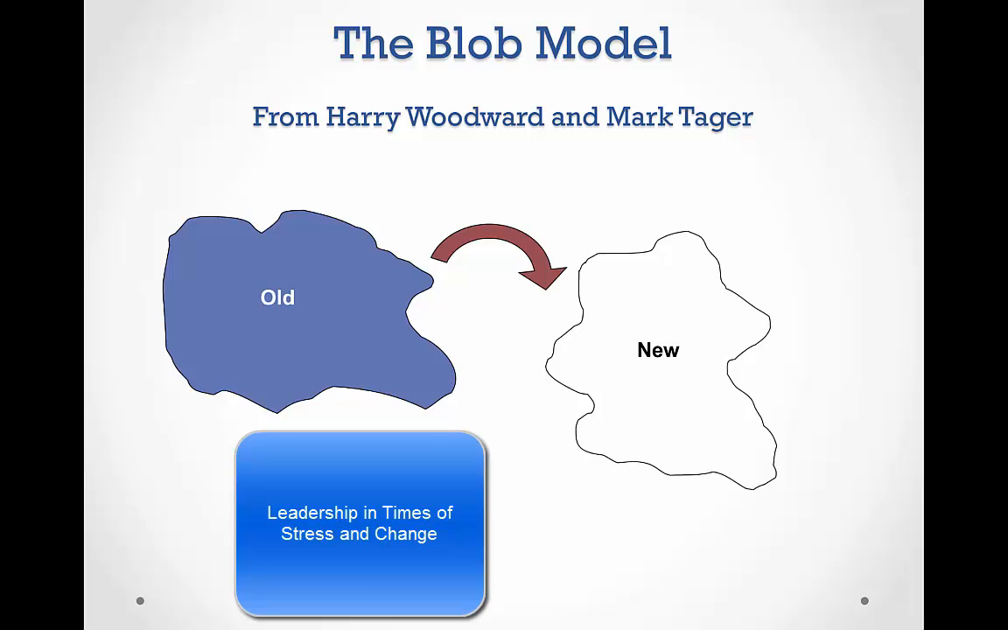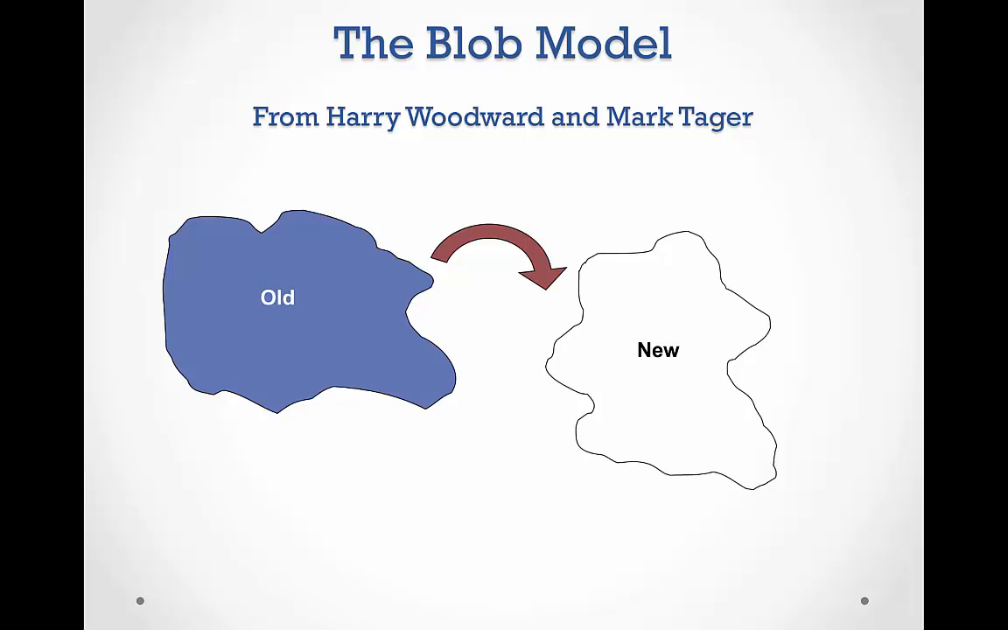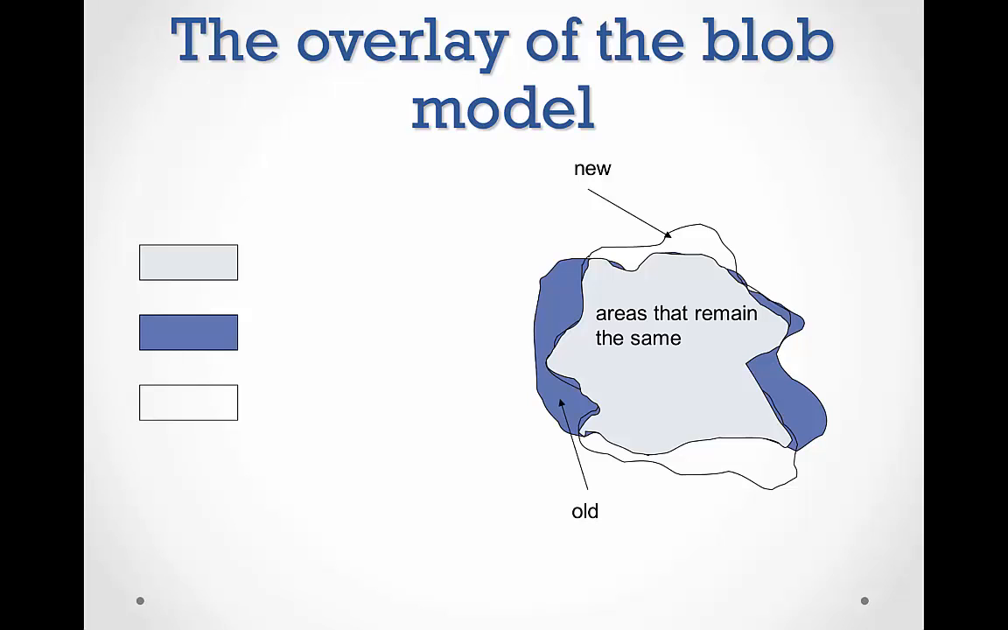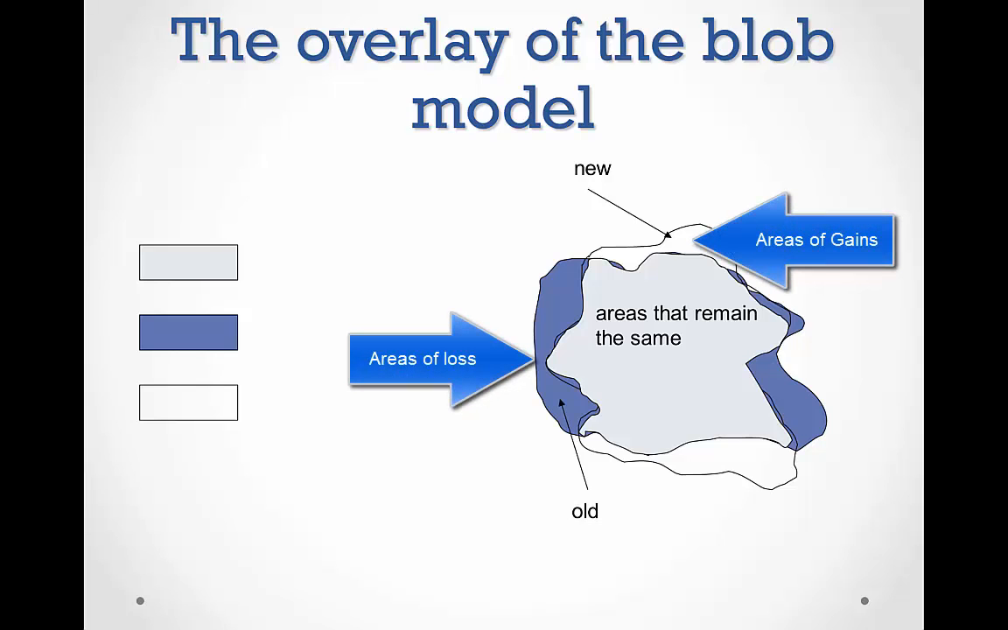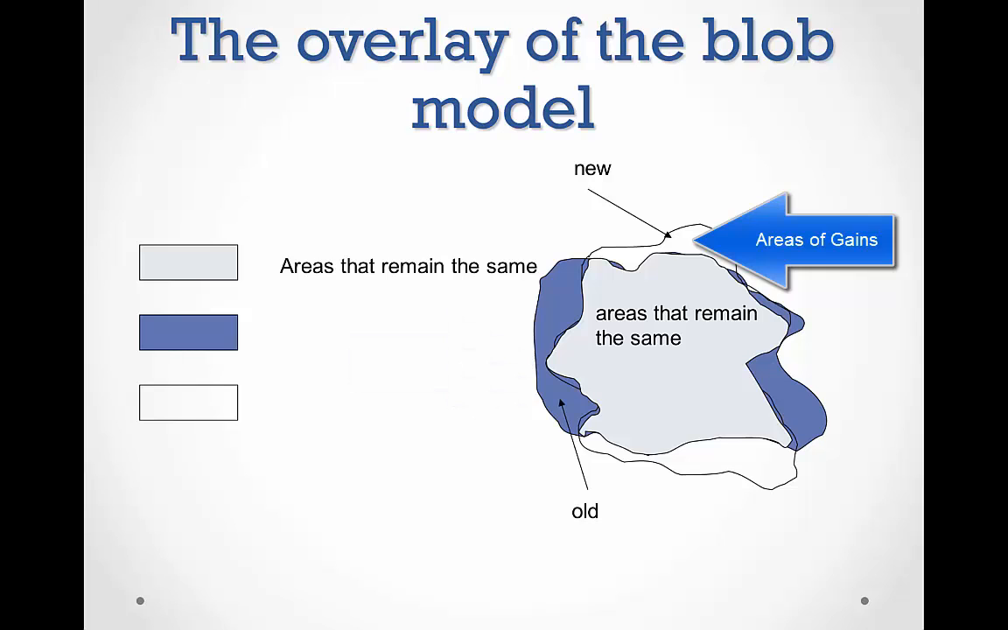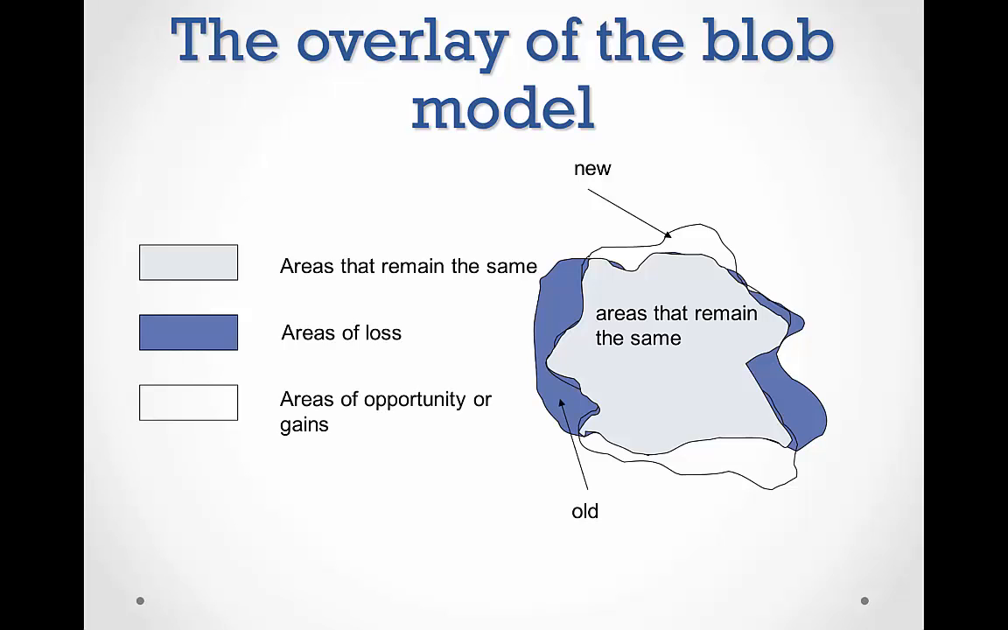The concept of the blob model is to recognize the old way of doing things and the new changes as two separate blobs. Then the old is overlapped with the new. This overlap then gives us a conceptual view of the areas that remain the same, the areas of loss, and areas of gains. I like this model because it helps people understand what's not changing as well as what is changing, and people can be involved in delineating the areas of loss, areas of gain, and those things that will remain the same. People tend to be comfortable with this model, and once you have done the overlay, you can facilitate discussion.